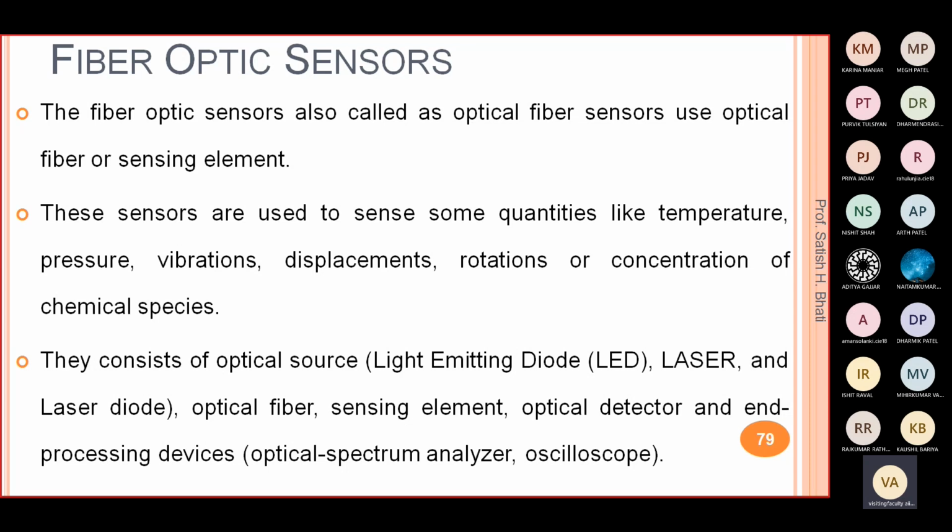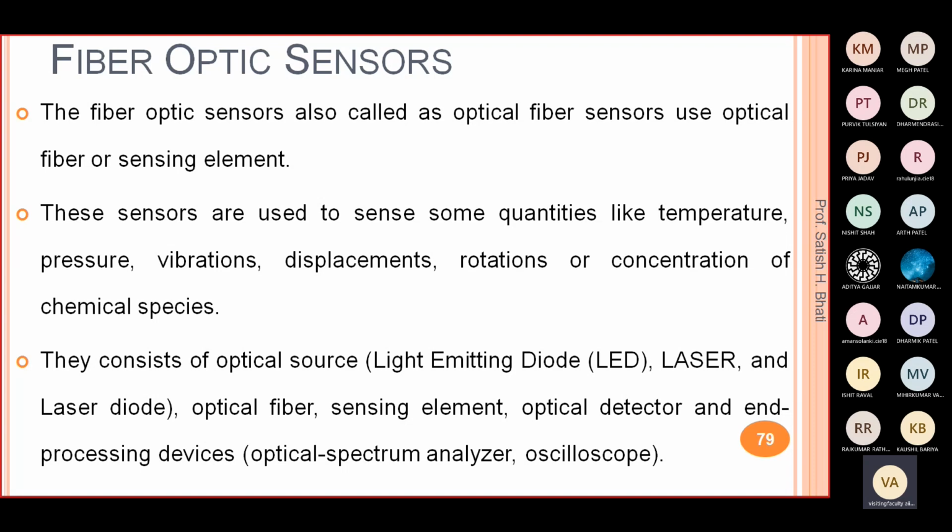So this fiber optic type of sensor consists of the optical source, right? Optical source means the device which will generate the light, or a kind of light which we are using in fiber optics communication, right? The sources are like LED, light emitting diode, and laser, which is mostly used, and laser diode, right? It also has the optical fiber material itself, that kind of wire, sensing element, optical detector, and processing devices like optical spectrum analyzer or oscilloscope, right?